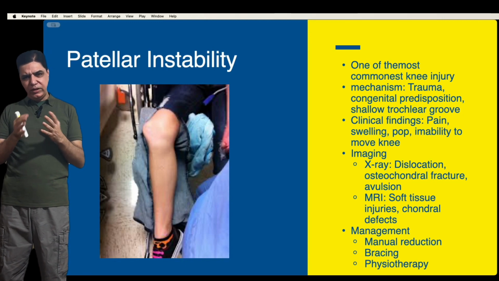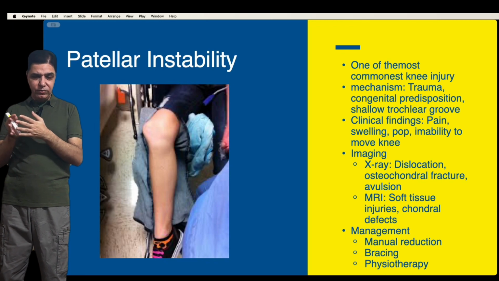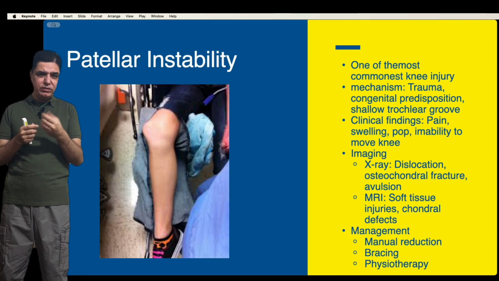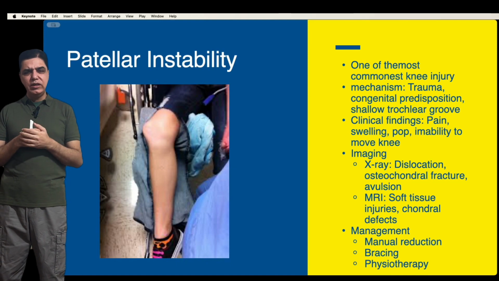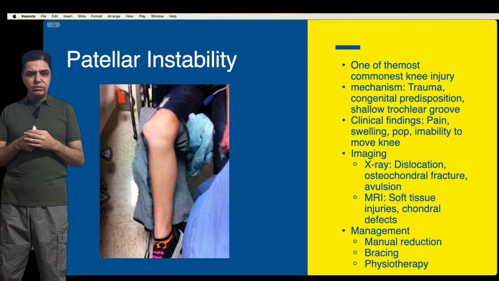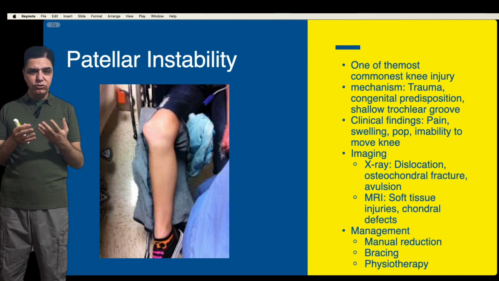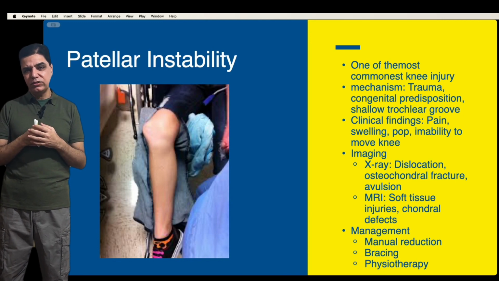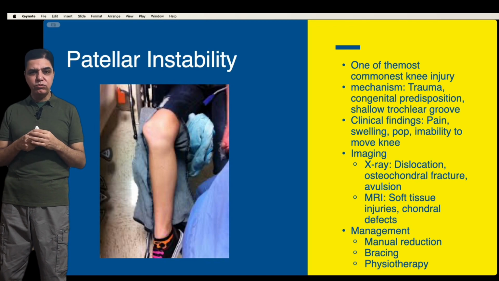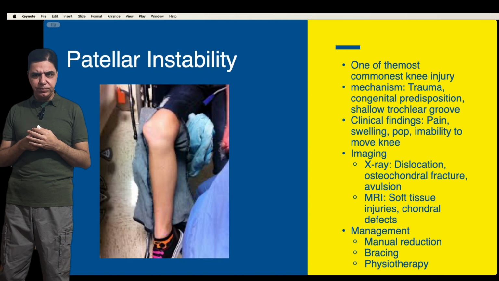So remember, on X-ray you might see an actual dislocation, or if there is a reduction, you might sometimes see an osteochondral fracture or avulsion fracture. Sometimes we have to do an MRI as well, because X-ray is not a very good modality for showing ligamentous strains and sprains. So sometimes we do an MRI to look at the extent of the ligamentous injury.